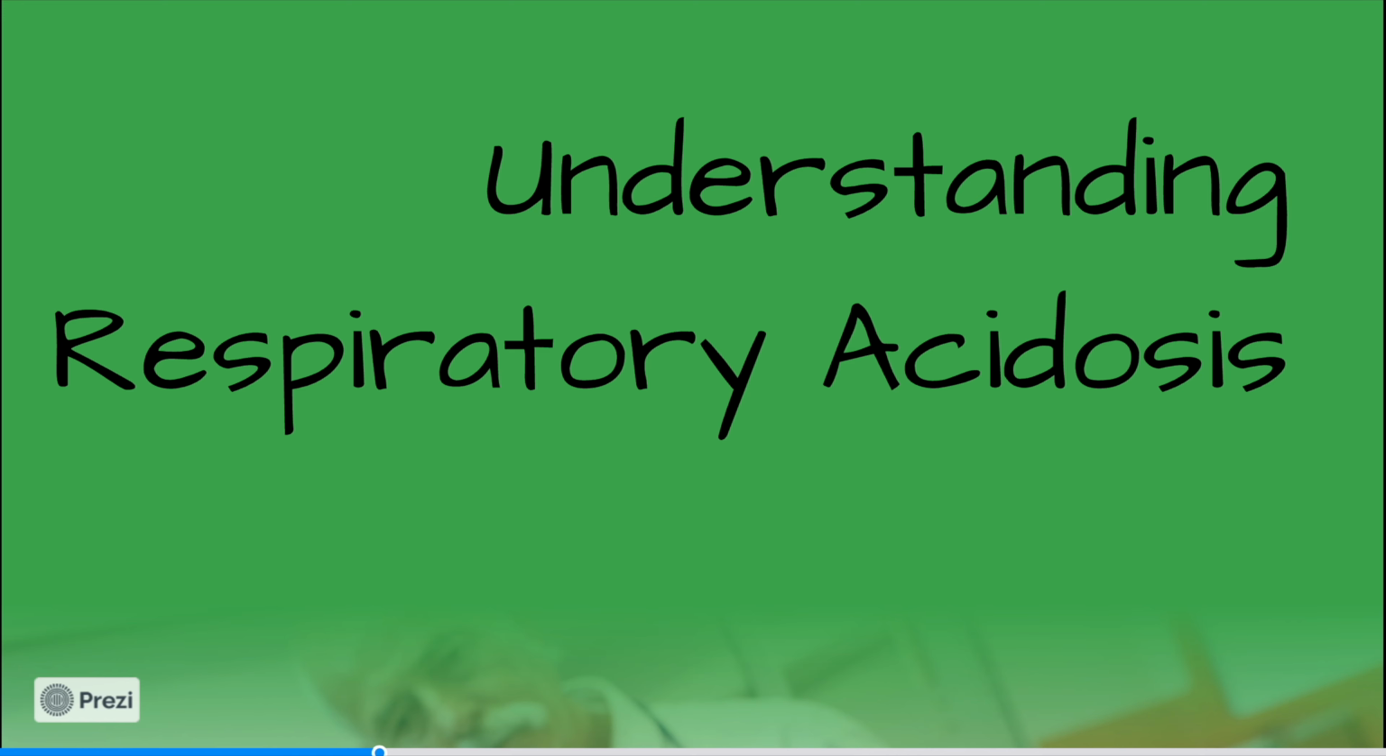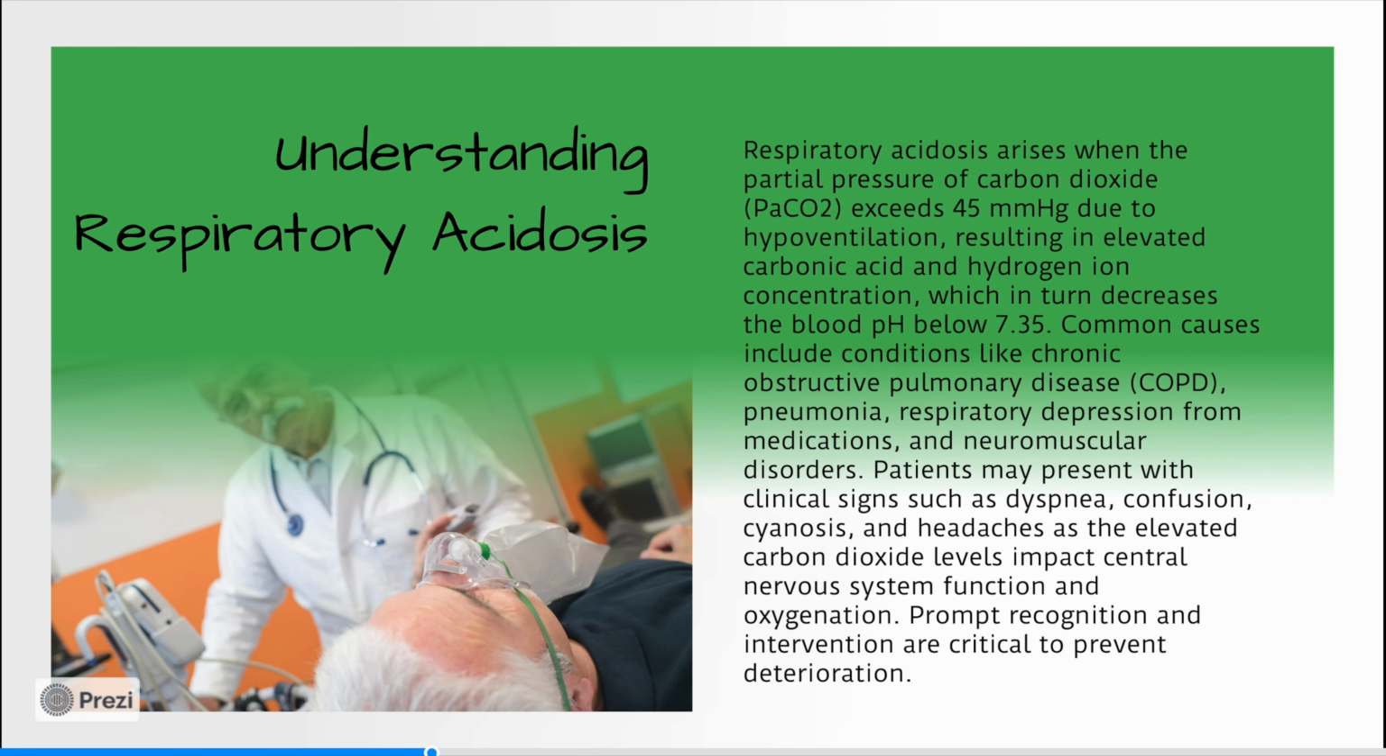Next is understanding respiratory acidosis. Respiratory acidosis happens when your PaCO2, the level of carbon dioxide, rises above 45 mmHg due to hypoventilation. It means the body is not throwing out carbon dioxide, causing carbon dioxide retention in the body. This leads to increased carbonic acid and hydrogen ion concentration, lowering our blood pH below 7.35. Remember, 7.35 to 7.45 is the range that we need.